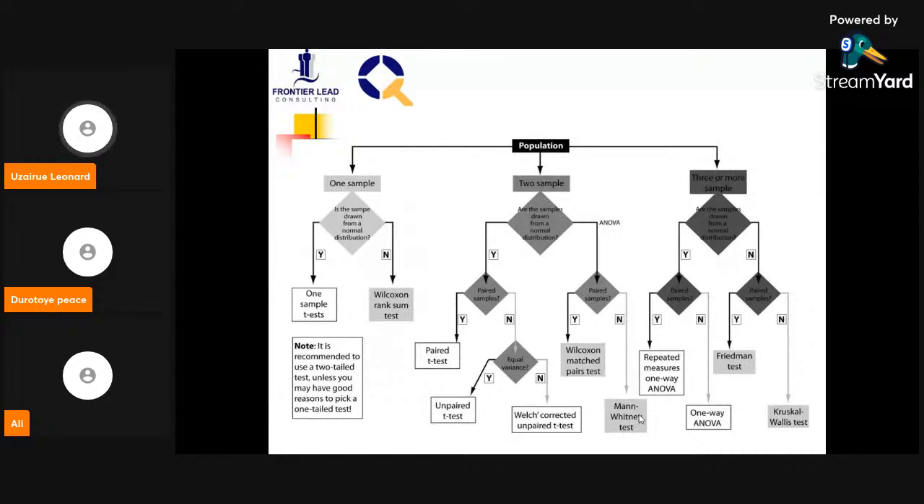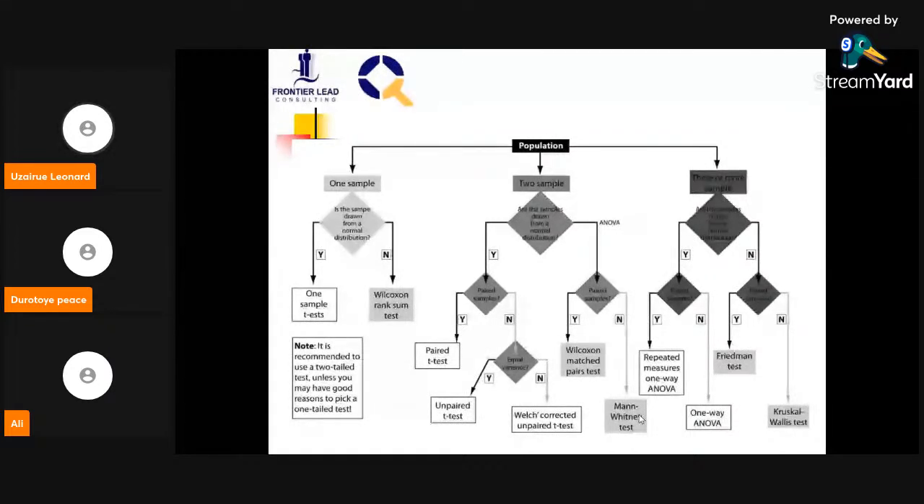The one that usually runs when they are not normally distributed is referred to as a non-parametric test. We have parametric tests and non-parametric tests. So the non-parametric tests are those tests that are run on a population that is not normally distributed, while parametric tests are those tests that you run for a study that is normally distributed.